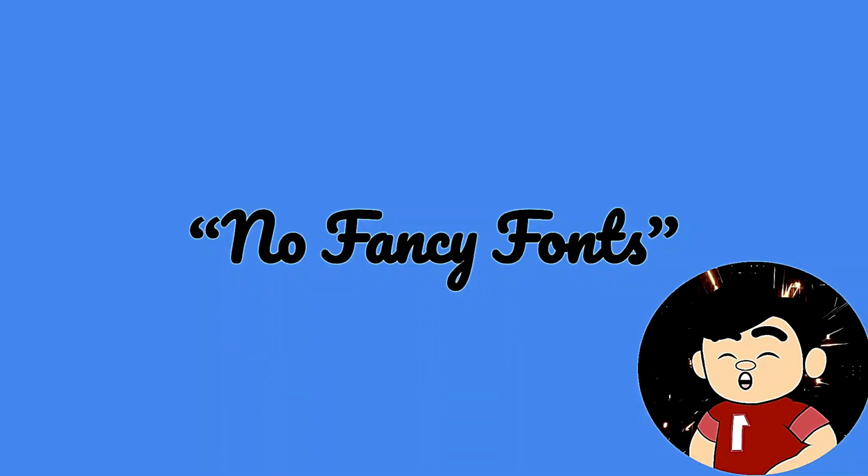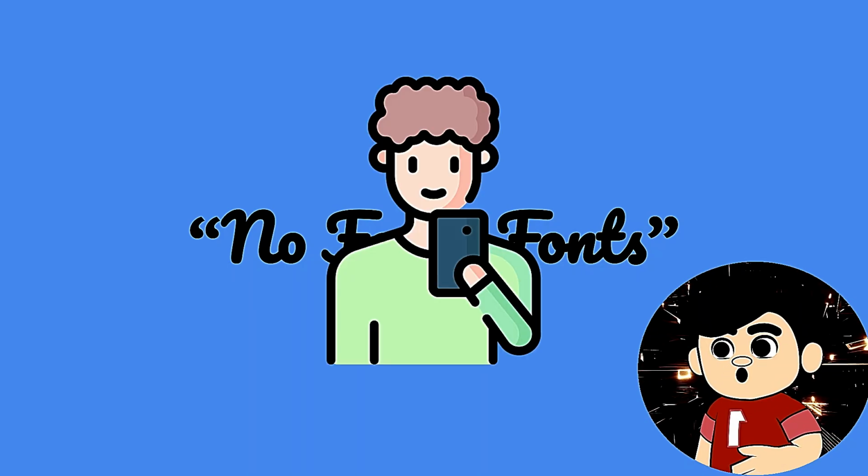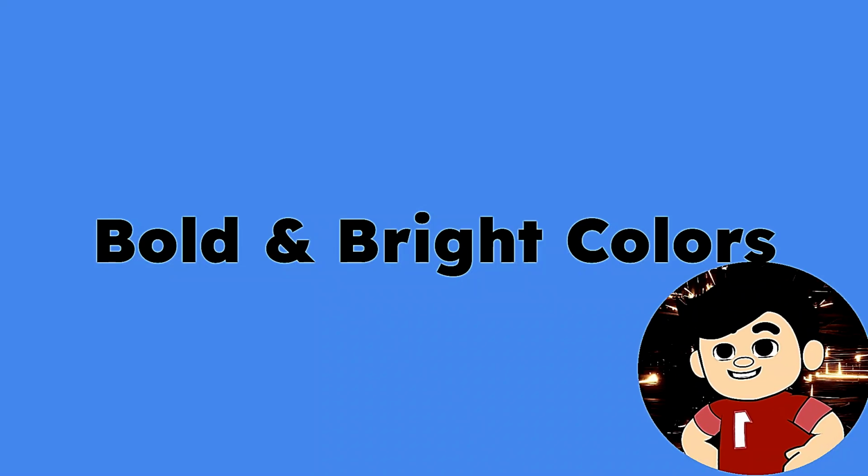No fancy fonts. Don't use fancy fonts in your thumbnail. Since most of the YouTube viewers use mobile, if you use fancy fonts, people will not be able to read it completely. So use simple bold fonts like Impact, Anton, and Bold, etc. Bold and bright colors. Use bold and bright colors in your thumbnail background and the text. Use colors like yellow, red, black, white, etc.